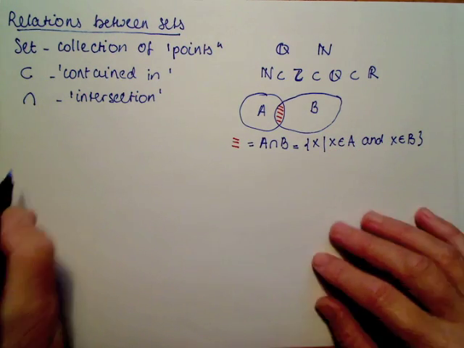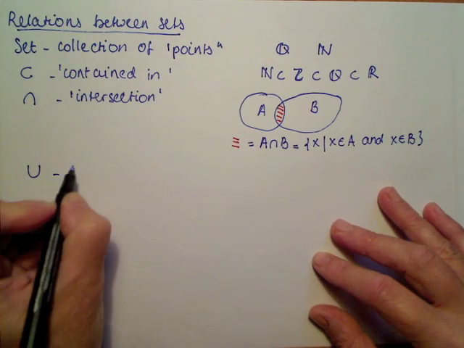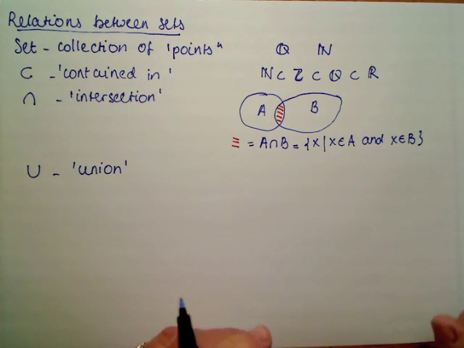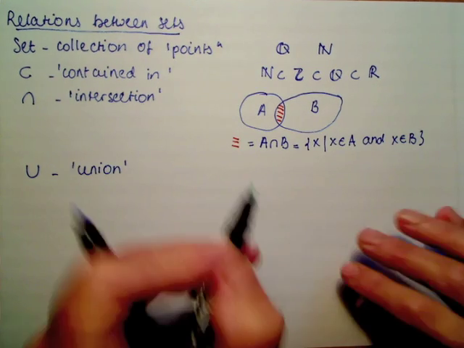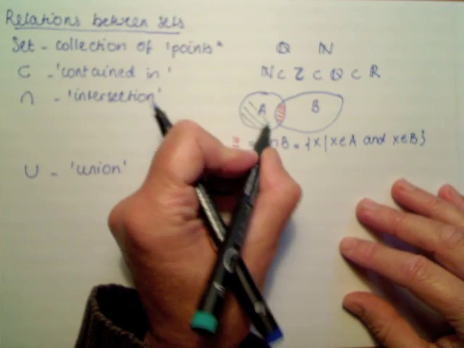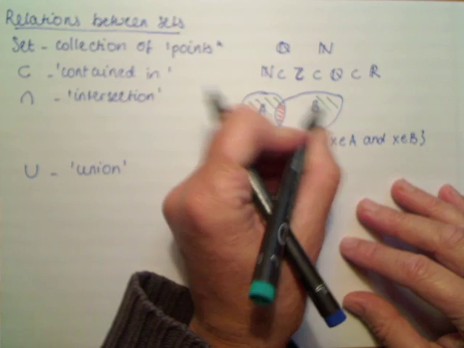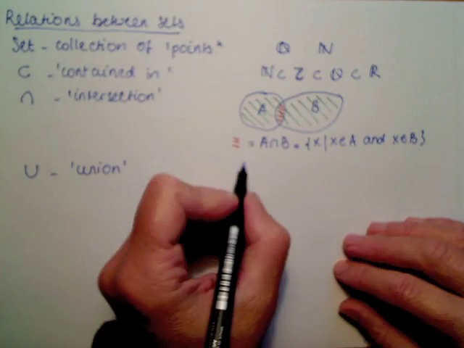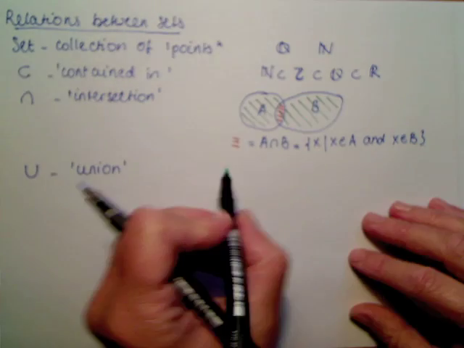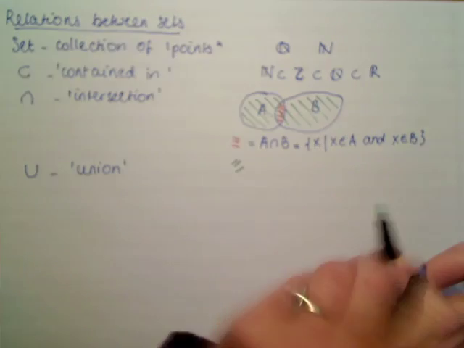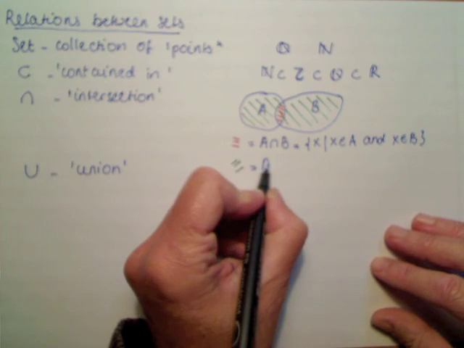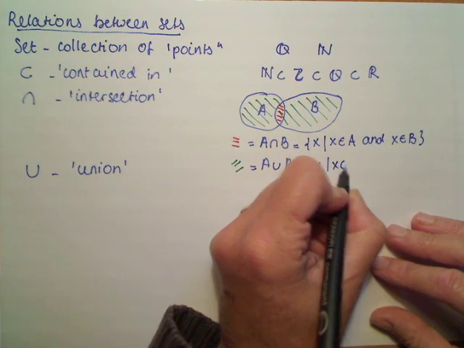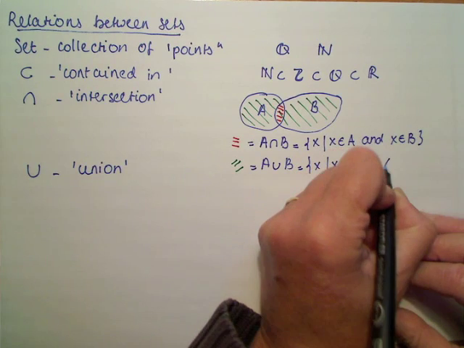A further symbol is the symbol for union of two sets. Now what is the union of two sets? It is the collection of points which belong to either one of them, denoted by this green area. And formally we can describe this by a set of points x, where x belongs to either A or B.